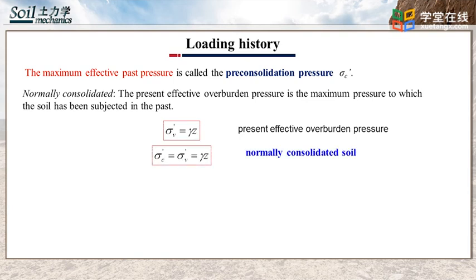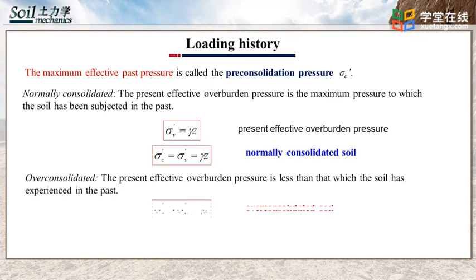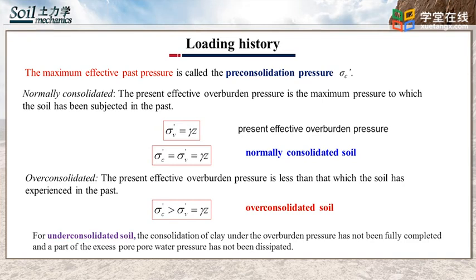If the present effective overburden pressure is the maximum pressure to which the soil has been subjected in the past, the soil is normally consolidated. If the present effective overburden pressure is less than that which the soil has experienced in the past, the soil is over-consolidated. For newly deposited soils or artificial hydraulic fills, the consolidation under their self-weights has not been fully completed, and a part of the excess water pressure has not been dissipated. This type of soil is under-consolidated.